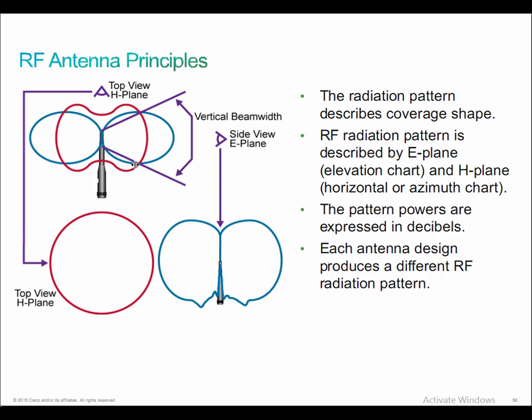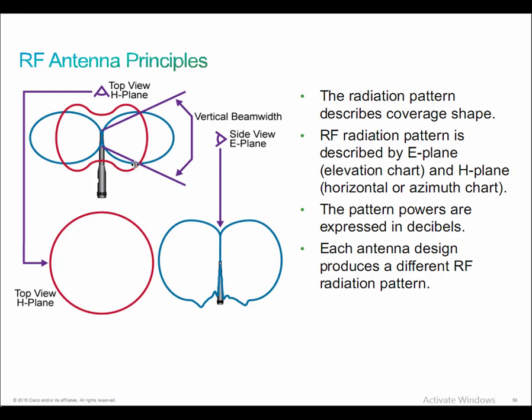The H-plane is called the azimuth chart. It represents the radiation pattern as if you're looking from the top of the antenna. This chart shows how the signal spreads ahead, behind, to the right, to the left, but not how the signal spreads up or down, and it provides this flat or horizontal view of the plane. So the H-plane is horizontal.